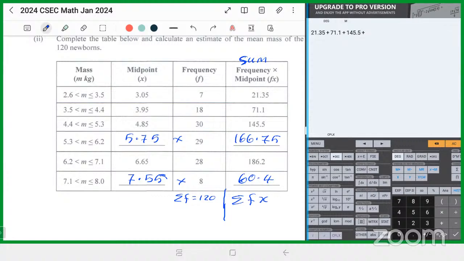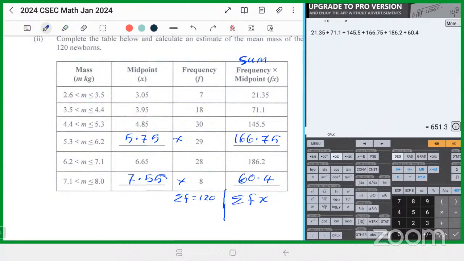And I'm going to add 166.75. I'm going to add 186.2. Then we're going to add 60.4. There's supposed to be 1, 2, 3, 4, 5, 6 values added. Just make sure, just double check it. It's 1, 2, 3, 4, 5, 6 values.